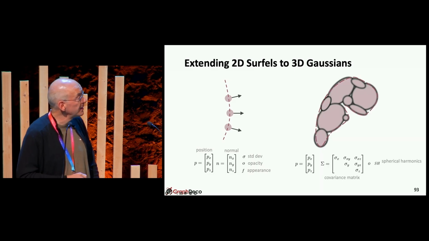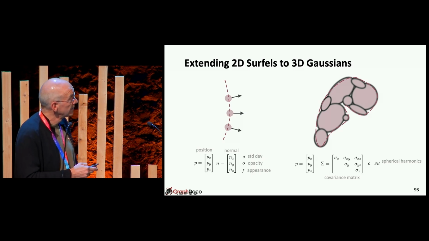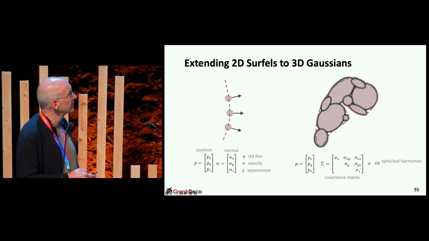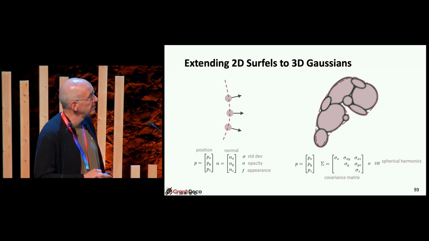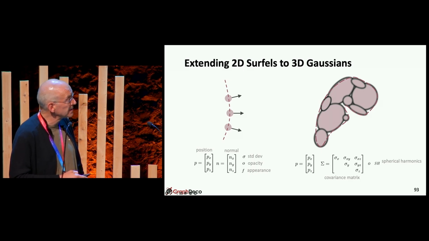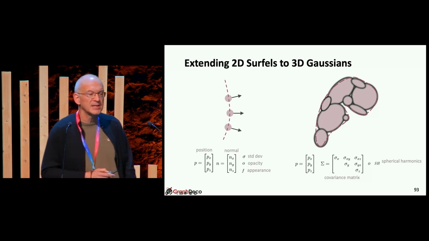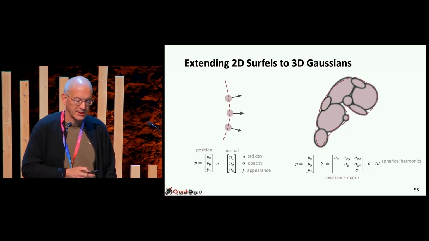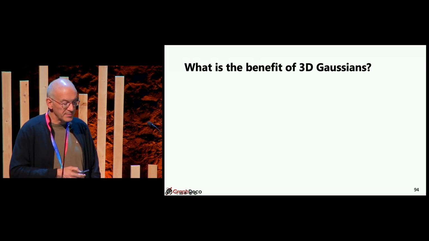And to go to 3D, it's pretty easy. You just need to generalize the same concept. You have a position, then you have a covariance matrix that is the equivalent of standard deviation in 3D. We kept the opacity parameter, and instead of using a neural network, we just use spherical harmonics, which is standard graphics representation for directional radiance. So what is the benefit?